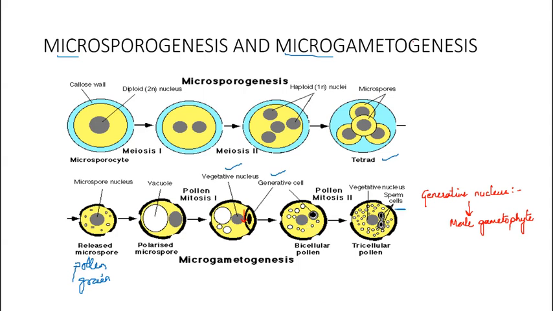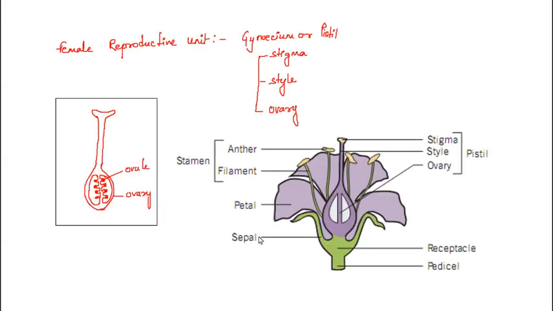Now we come to megasporogenesis. Mega is the female reproductive development. Clear? So again I remind you with the structure of a flower that the female reproductive part is the pistil. Pistil consists of style, stigma and ovary. And ovary produces what? Ovary produces the megaspores, which are the female gametes.